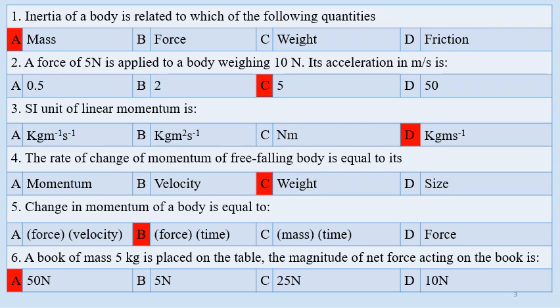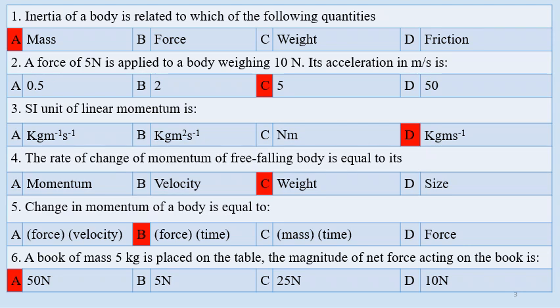So it is related with the mass, option A, because the greater the mass, the greater the inertia. Means they have direct relationship with each other. For example, it is harder to push a truck having large mass than a bicycle having small mass.